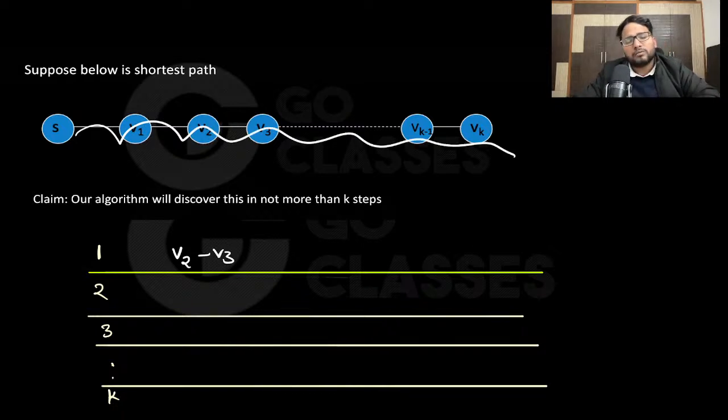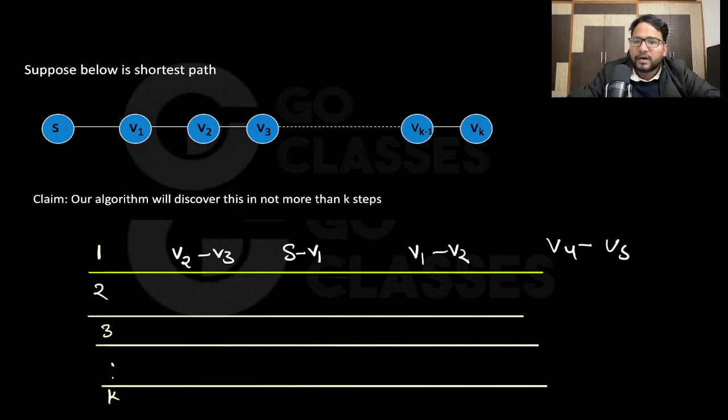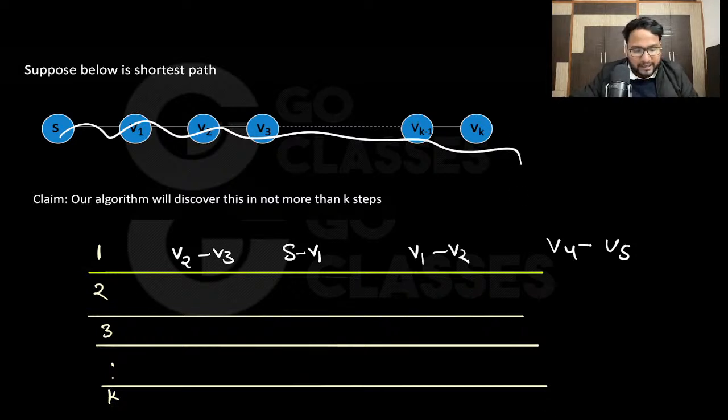But suppose I don't know what the shortest path is, so I can relax in any order. Maybe I'm relaxing B2 to B3 first, and then S to B1, and then B1 to B2, and so on. And then B4 to B6, B4 to B5, and so on. So suppose I'm relaxing in this order. I don't know what the shortest path is, so I cannot relax in the shortest path order, but at least I can relax in some other order, right?